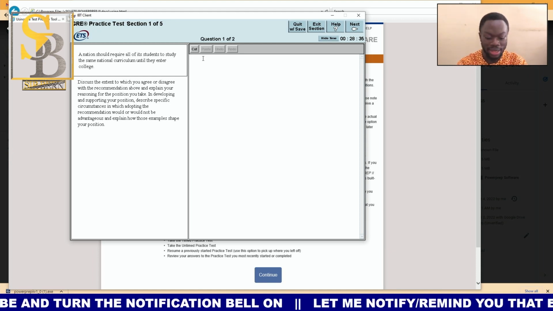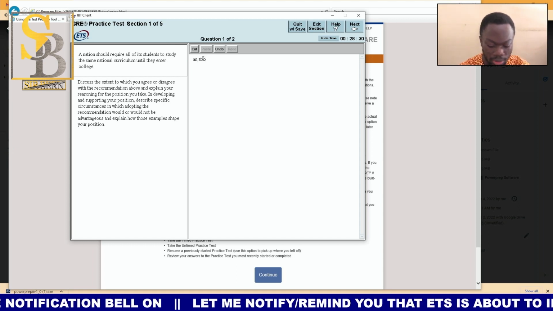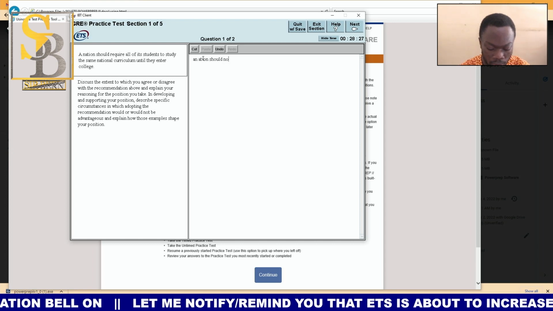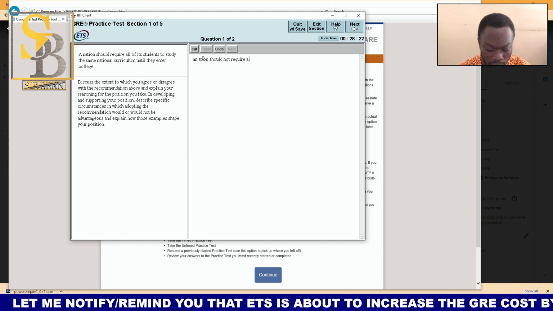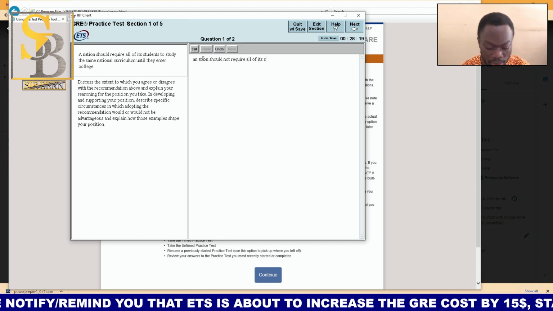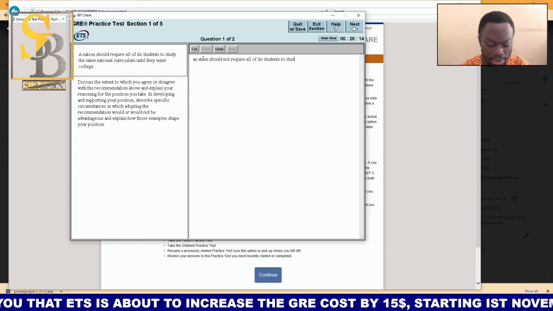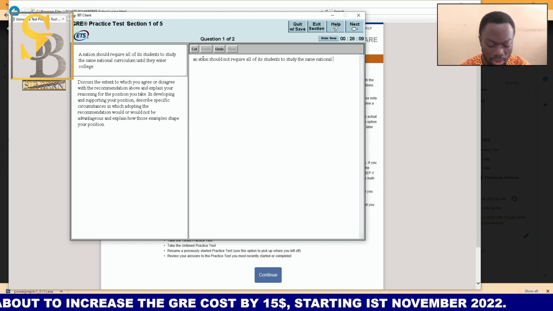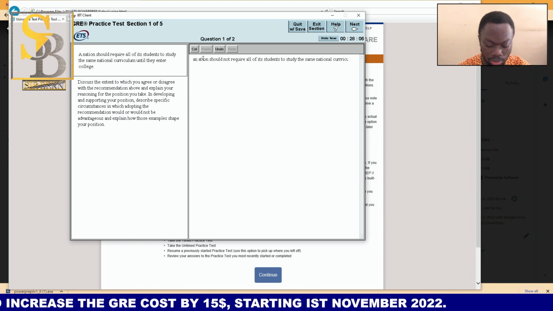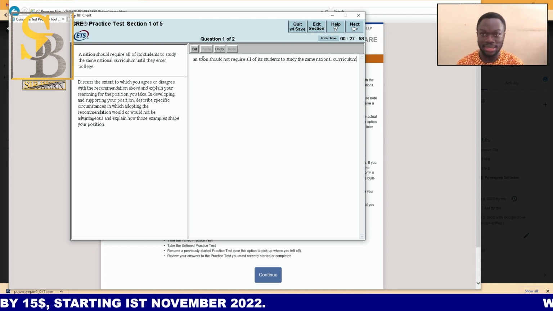With this interface, you just type. So maybe: a nation should not require all of its students to study the same national curriculum. Per your prompts, per the study you want to take, you just type as such.